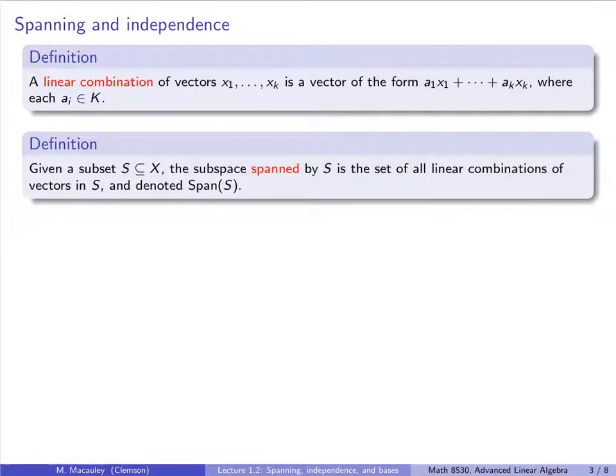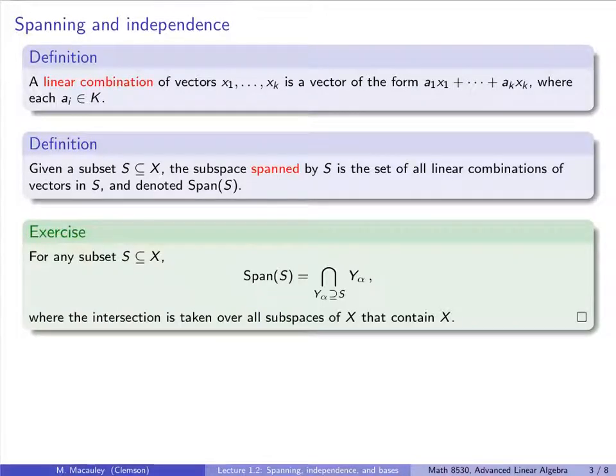Next, given a subset S of vectors, the subspace spanned by S is the set of all linear combinations of vectors in S. And we denote this as the span of S. Now I should mention that we are only allowing finite linear combinations, so S could be infinite. It could be like half of a line or half of a plane, but we are only allowing sums of finitely many terms at a time.